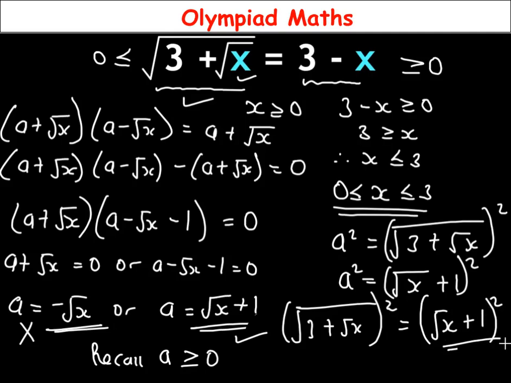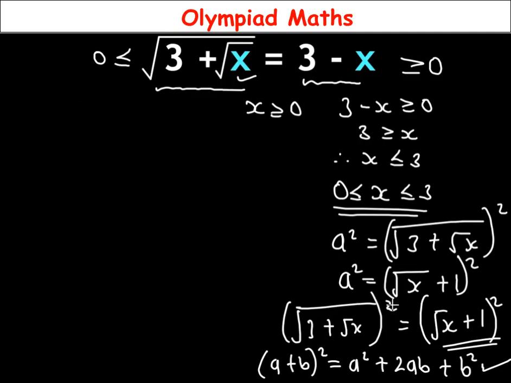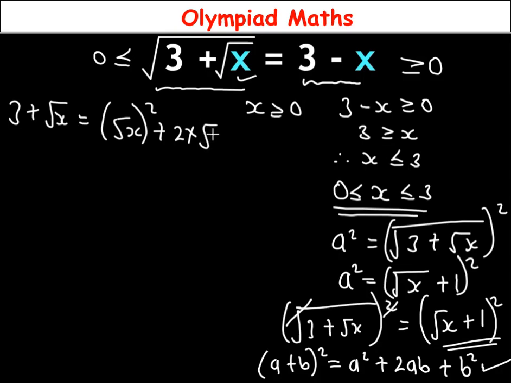With this, we have it that a plus b all squared is equal to a squared plus 2ab plus b squared. Now applying this principle, the square will cancel the square root. We have 3 plus root x is equal to, where a stands for root x while b stands for 1. So a squared becomes root x squared, plus 2 times a, which is root x, times b, which is 1, plus b squared, which is 1 squared.